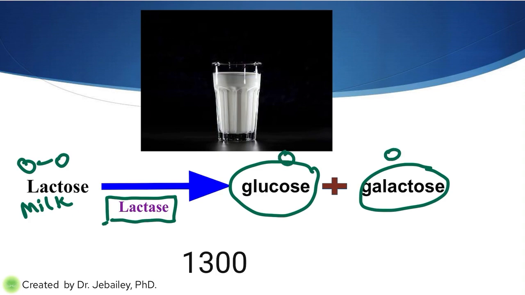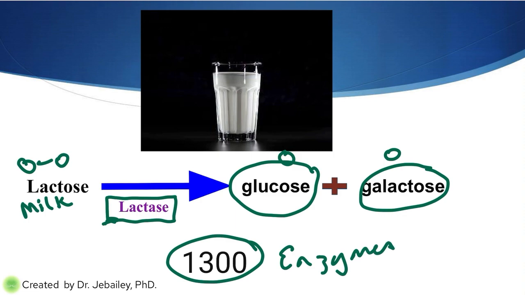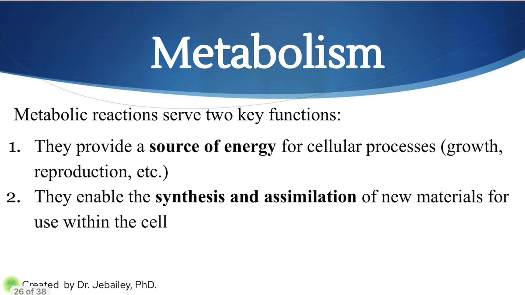So lactase is just one enzyme, but if you think about it, we have about 1,300 enzymes in our body. So you can imagine so many different chemical reactions that are happening in our body. So what is the main point of metabolism? Why do we have metabolism? There's two reasons why we have metabolism, and you need to know.